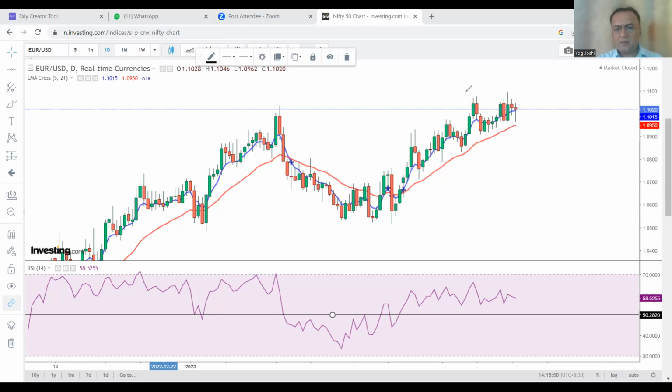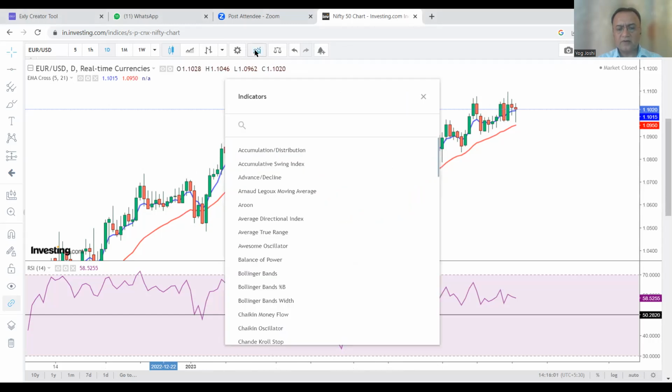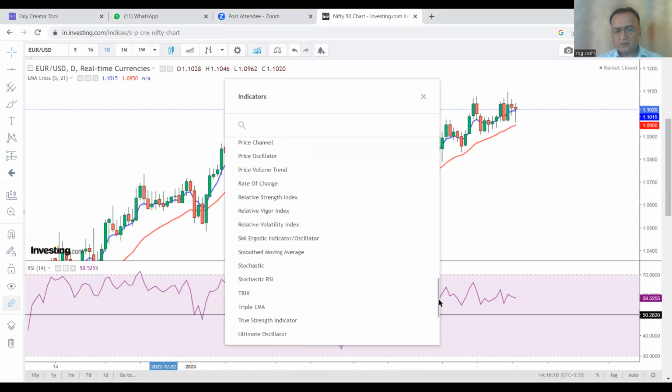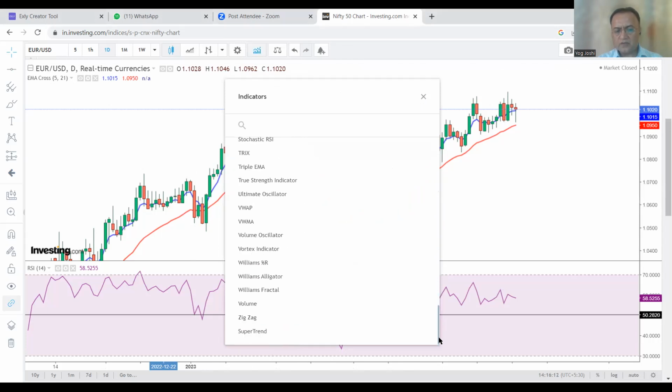See, there are a number of indicators. Almost 100-plus indicators and oscillators are available. Just see, 100-plus indicators and oscillators are available. No need to use all these things, it will confuse you.